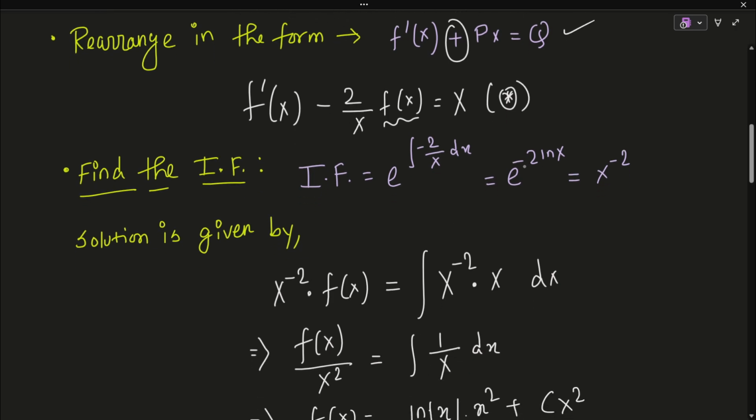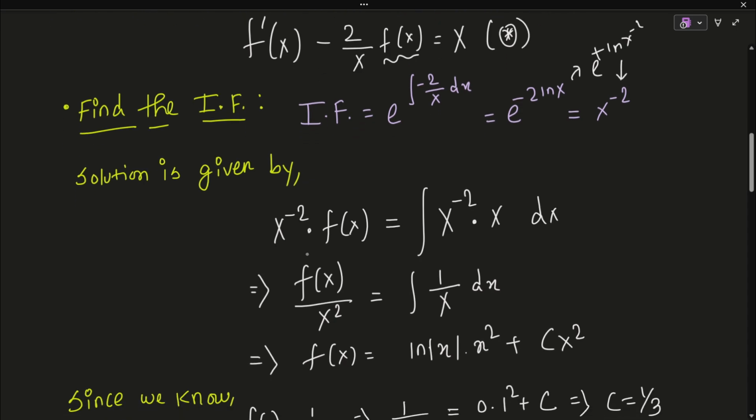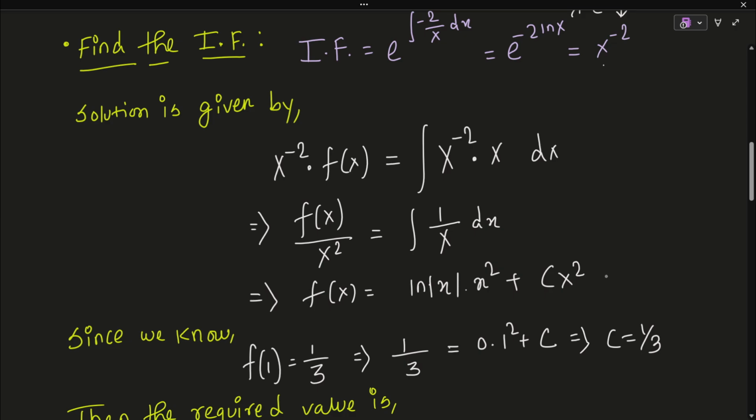2 by x integrates to 2 ln x. So minus 2 ln x should be ln of x to the power minus 2. So this is nothing but e to the power ln of x to the power minus 2, and this would lead to x to the power minus 2. Now you already know the solution is given by f(x) times IF equals the integral of IF times Q. So I've just written here IF into f(x), where IF is x to the power minus 2, is equal to the last integral that you're required to calculate, which is IF into Q, where Q is nothing but x.